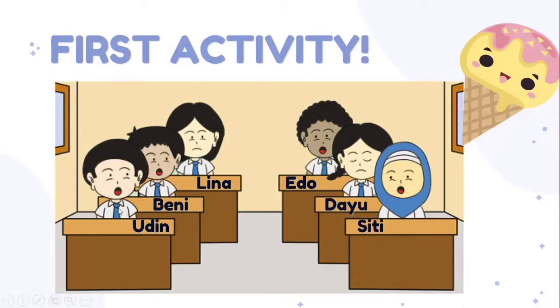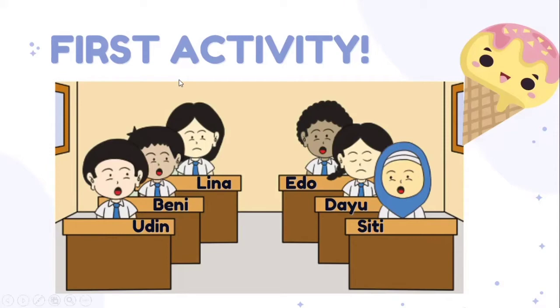Udin is the boy who has straight hair. Benny is the boy who has wavy hair. How many boys with curly hair? There is one boy with curly hair. His name is Edo. How about the girls? How many girls with loose hair? Yes, there is one girl with loose hair.